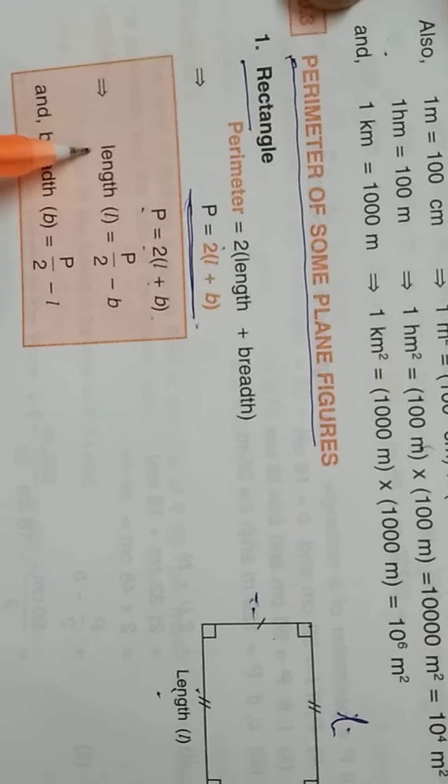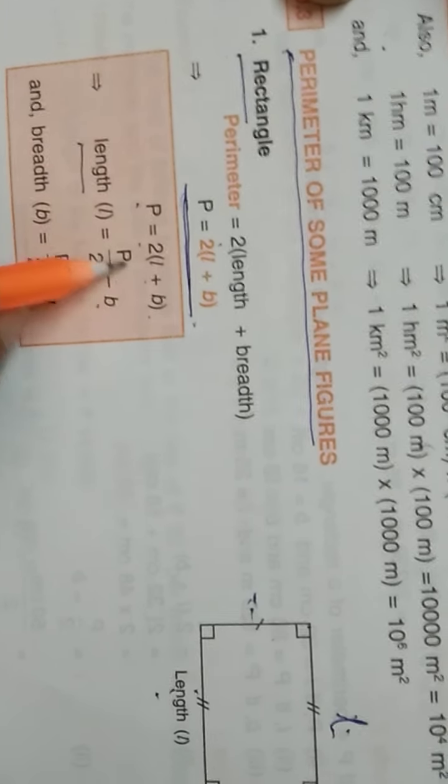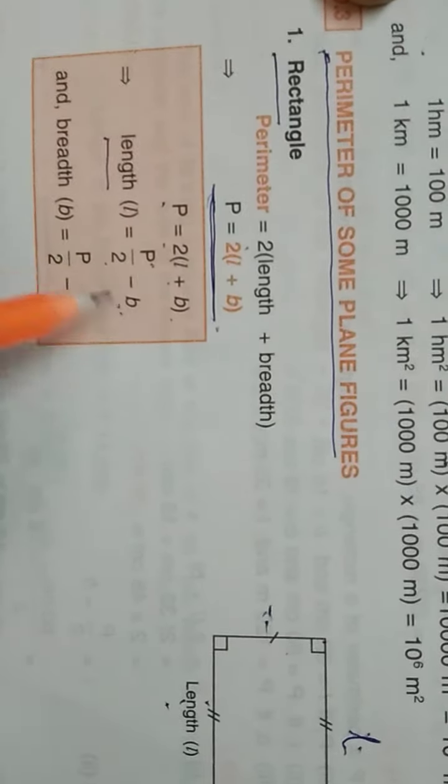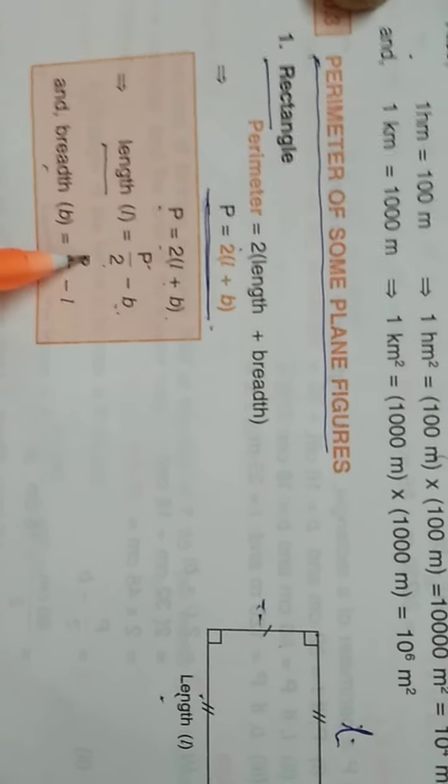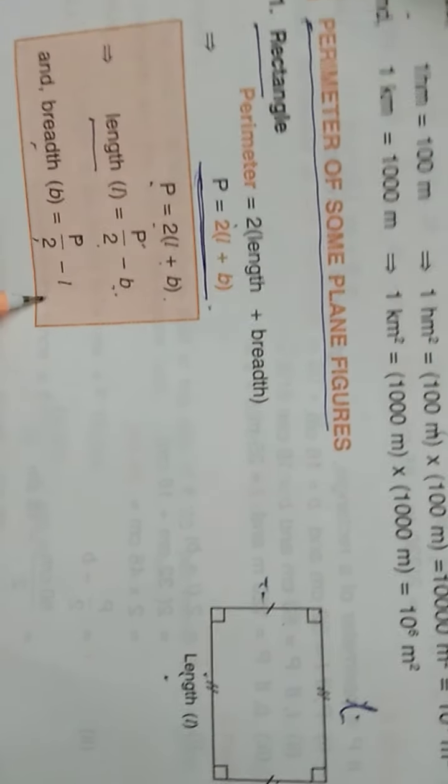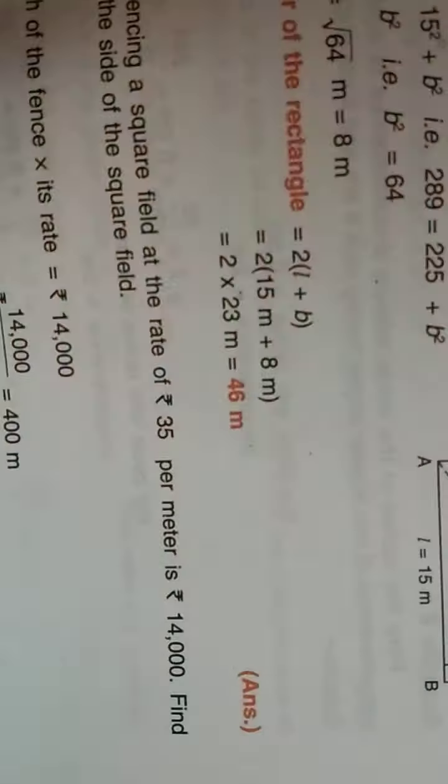If you want to calculate length, and perimeter and breadth are given, then length is perimeter by 2 minus breadth. If you have to calculate breadth, it is perimeter by 2 minus length. Okay. Next we will discuss the plane figure.